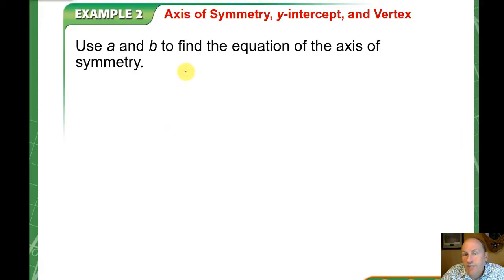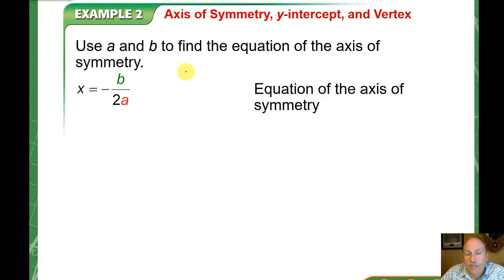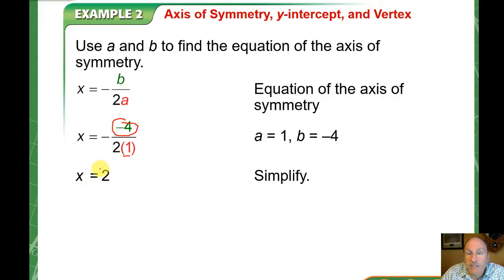So now we're going to use a and b to find the equation of the axis of symmetry. x is equal to negative b over 2a gives us the equation of the axis of symmetry. We take the b and the a numbers and put them in. b is negative 4 and a is 1, and so we get negative 4 over 2 times 1, with a negative sign in front of it because it is negative b over 2a. The axis of symmetry occurs along the line x equals 2.